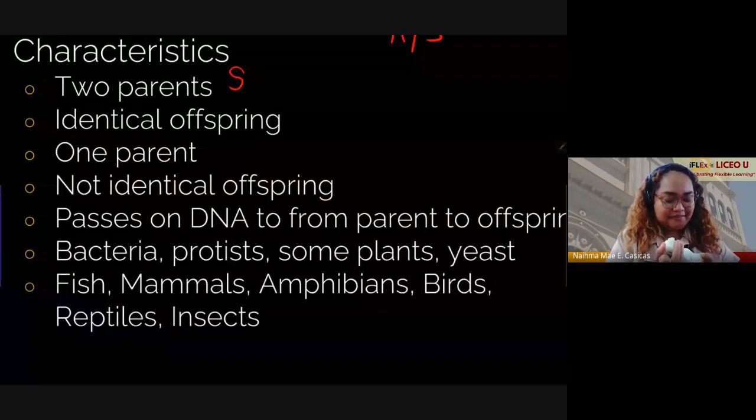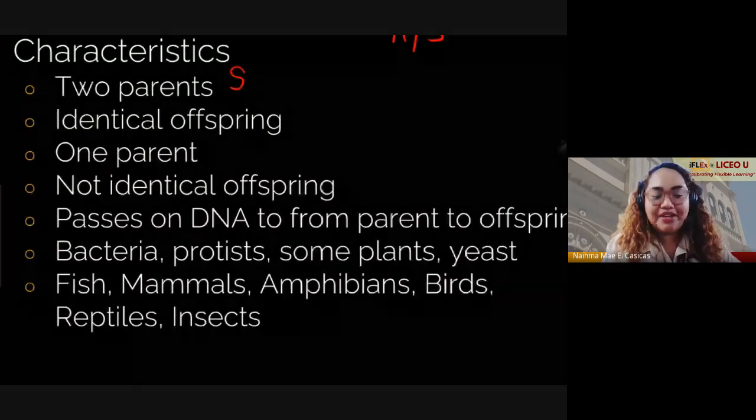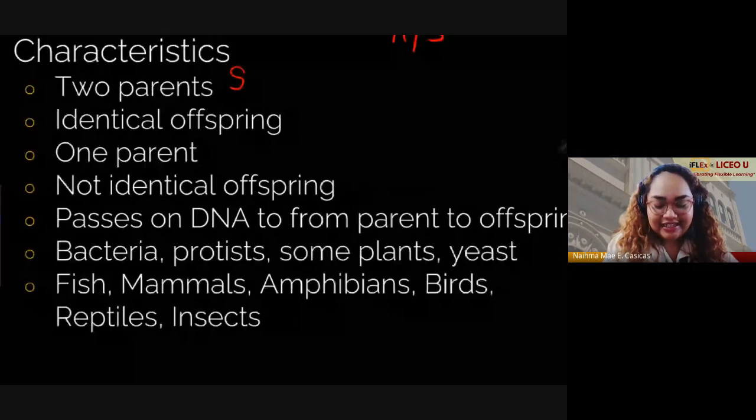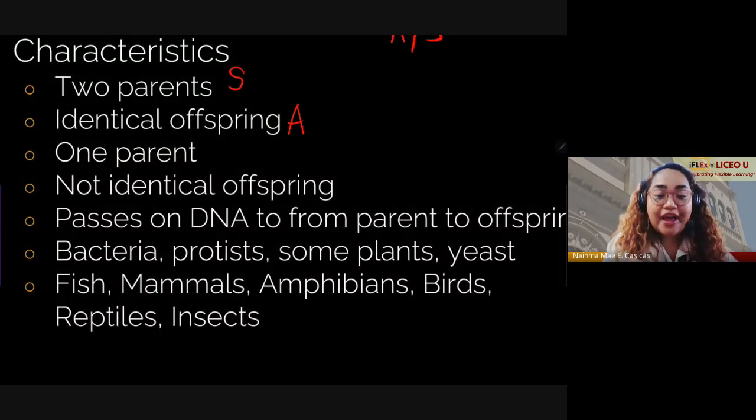Ang iyang genetic makeup, ang iyang look, ang iyang everything is purely identical to the parent. All right, that is correct. It is indeed letter A, asexual. So, if you remember, asexual reproduction only involves one parent. Therefore, the offspring of that particular parent will be a completely identical offspring to that parent.